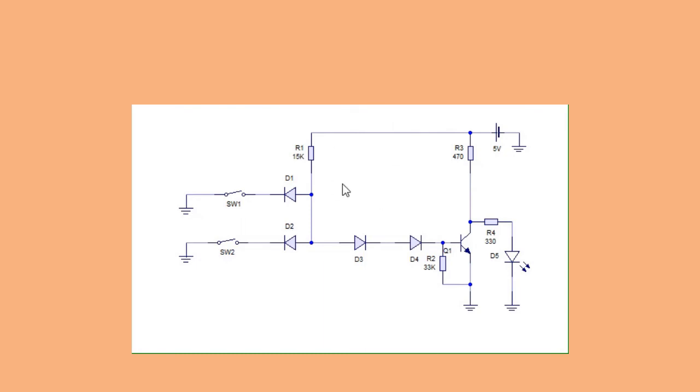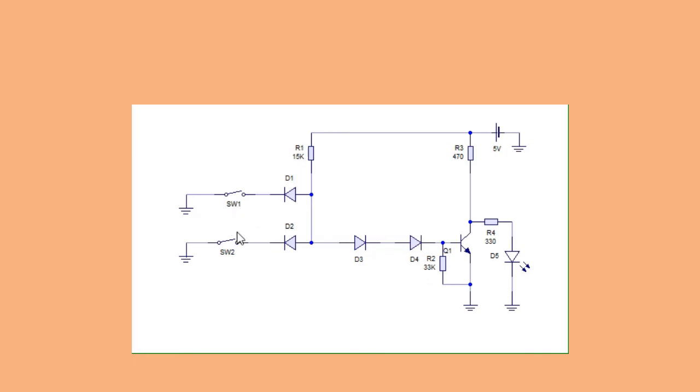We already know about this circuit. Here we used R1 as a 15 kilo ohm resistor, R3 is a 470 ohm resistor and R2 is a 33 kilo ohm resistor, which are commercially available carbon resistor values.